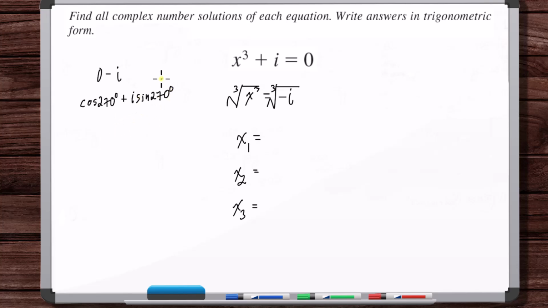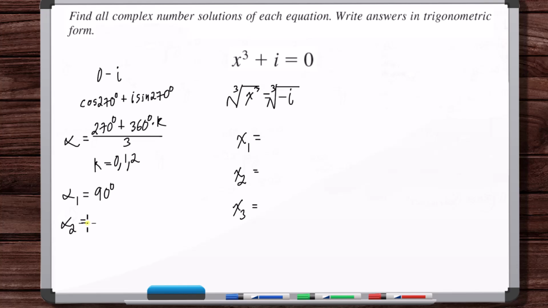Okay, so the radius of each of these is going to be 1. Now we've got, let's see, so alpha is going to be 270 plus 360k over 3, with k being equal to 0, 1, and 2. So alpha 1 is equal to 270 divided by 3, which is 90. And then we know that they're going to be spaced 120 degrees apart.